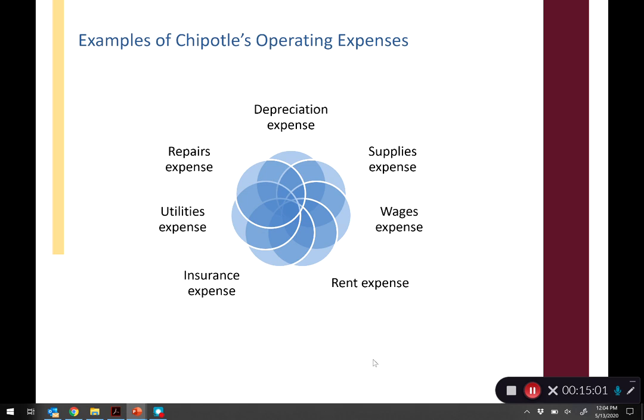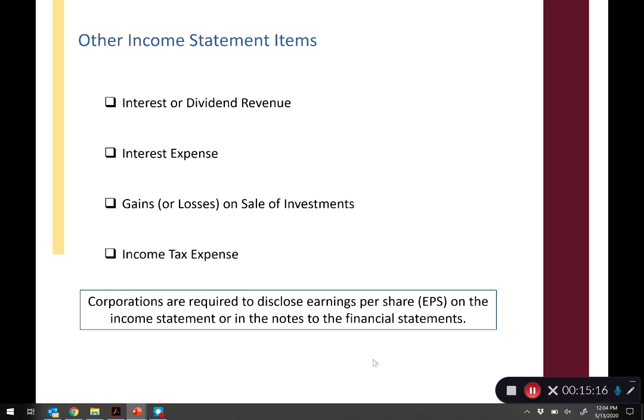We'll cover that more in Chapter 8, I believe. So for now, just understand that when I buy a piece of equipment, it lasts for several years. We've got to allocate the cost of that equipment over the years that we're going to use it, and that's what depreciation represents. The other income statement items, these are the items that are peripheral to the business, are interest and dividend revenue, interest expense, gains, and losses. Those are the five items that I mentioned before.